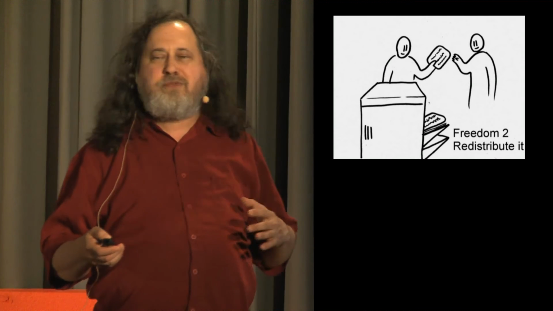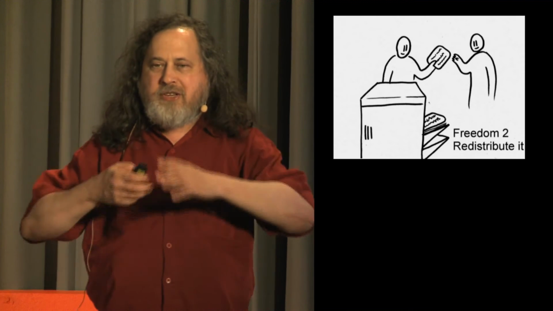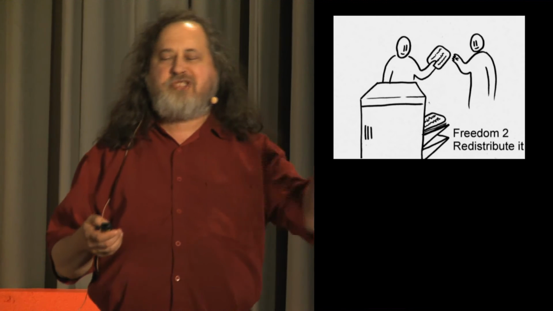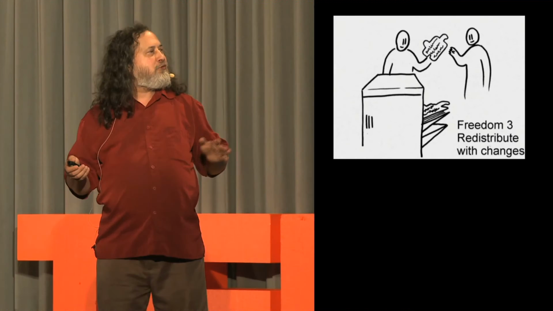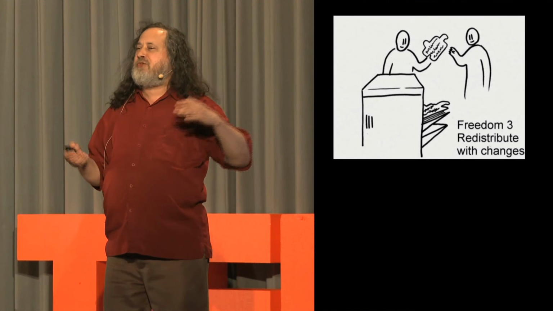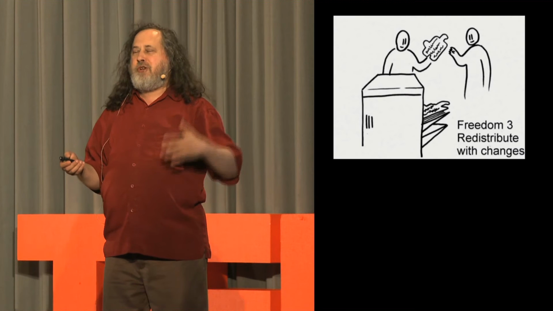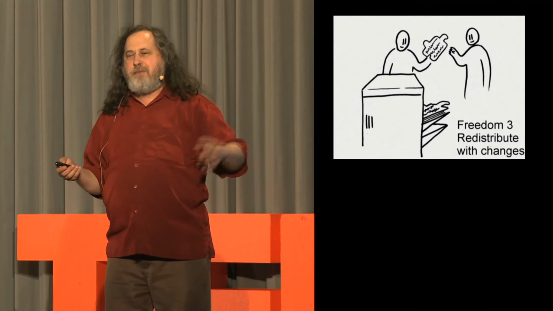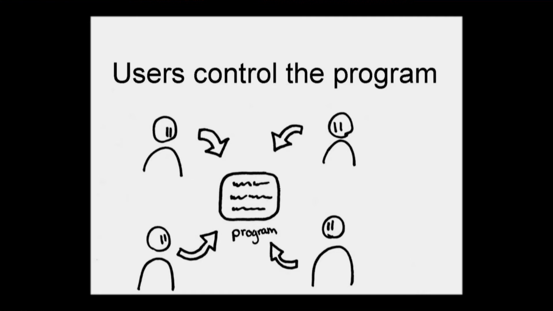Freedom 2 is the freedom to redistribute exact copies, to make the copies and then give them away or sell them when you wish. And freedom 3 is similar, but it's for your modified versions. You're free to make copies and then give them or sell them when you wish. So if you do have these freedoms, then it's free software. The users control the program. But if any of those freedoms is missing, then the users don't control the program.